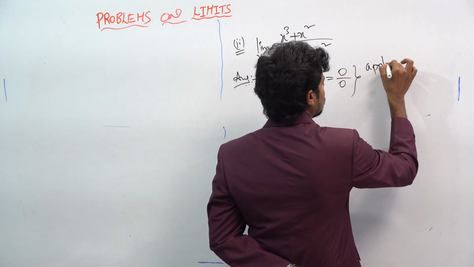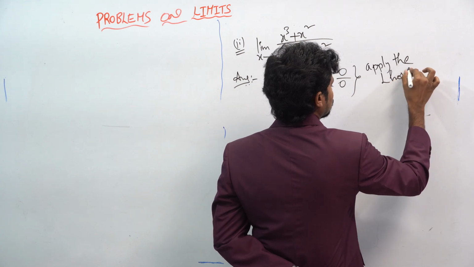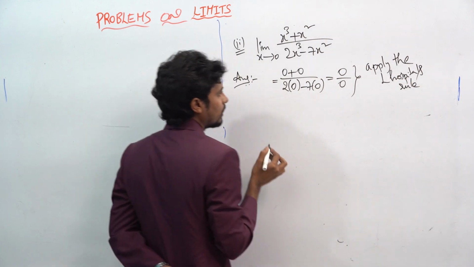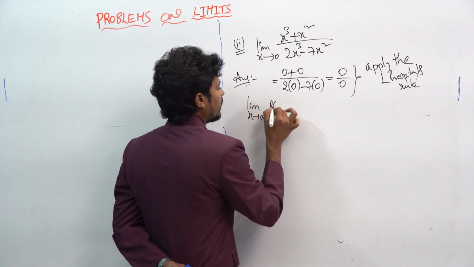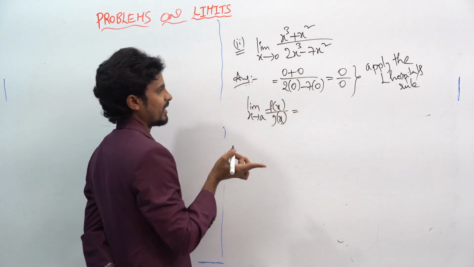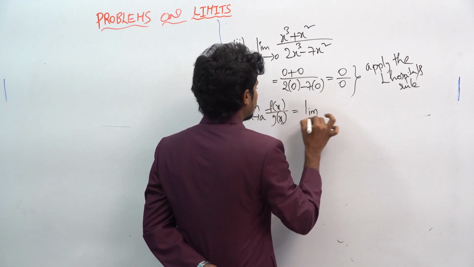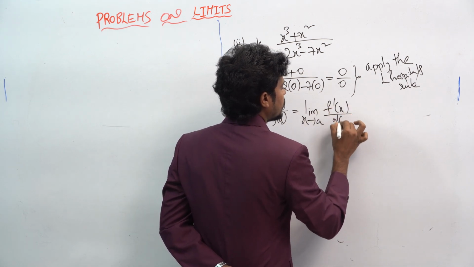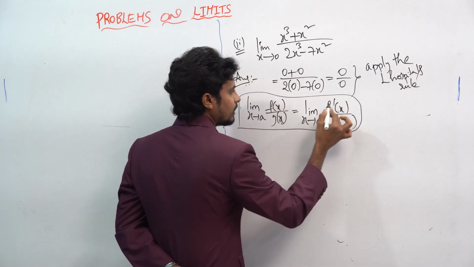Apply L'Hospital's rule. You already know the formula for L'Hospital's rule. Suppose I take limit x tends to a of f of x divided by g of x. If you apply L'Hospital's rule, the formula becomes limit x tends to a of f dash of x divided by g dash of x. Here this dash represents the derivative.